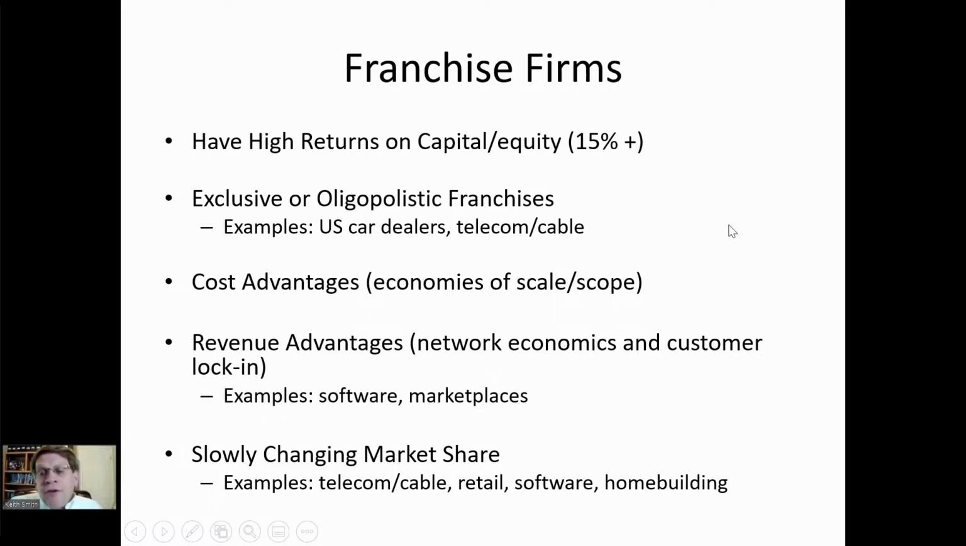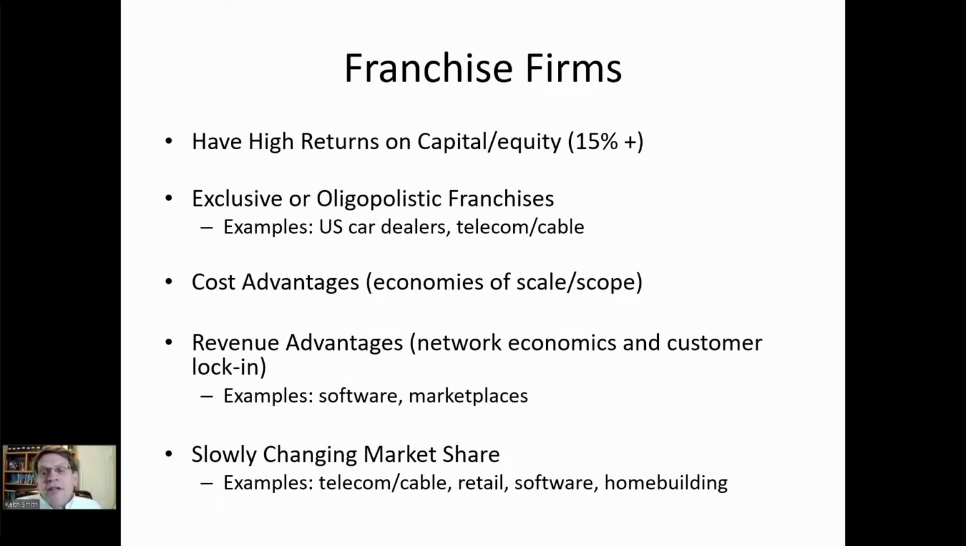We started out with a framework that's basically applicable to Bruce Greenwald in his current book, Value Investing 2. He looks at four or five major areas to look for franchise firms, which are the type of firms we're trying to invest in for the long term at reasonable valuations. Some characteristics of those firms: they have high returns on capital equity, typically 15% plus. They're exclusive or oligopolistic franchises, and these franchises may be in a local market versus a national market.